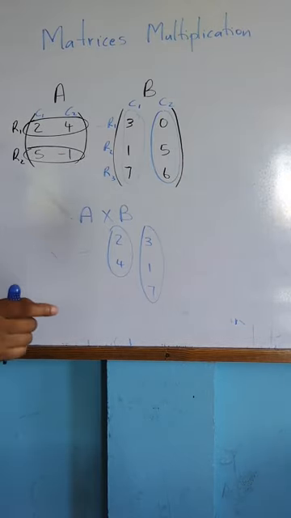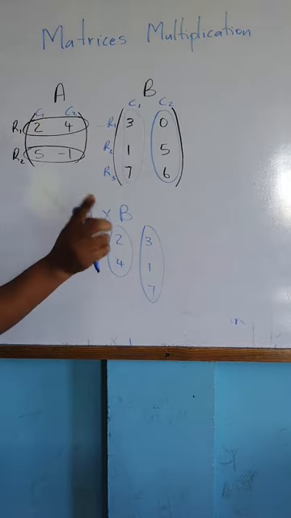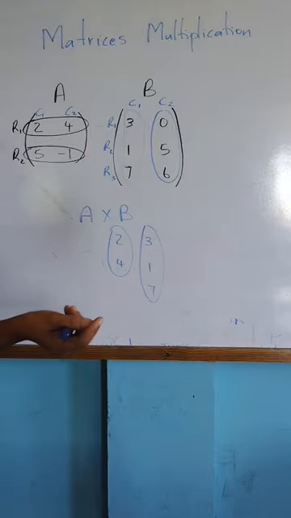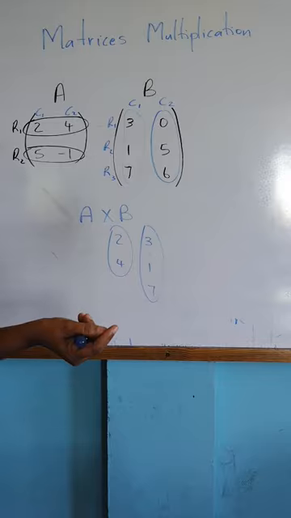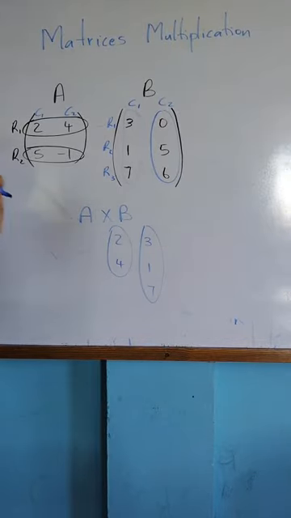I'm going to repeat that for you now. If the number of columns from the first matrix doesn't match the number of rows in the second matrix, then the two matrices are not compatible for multiplication. That means A times B would not be possible if I tried to multiply them.